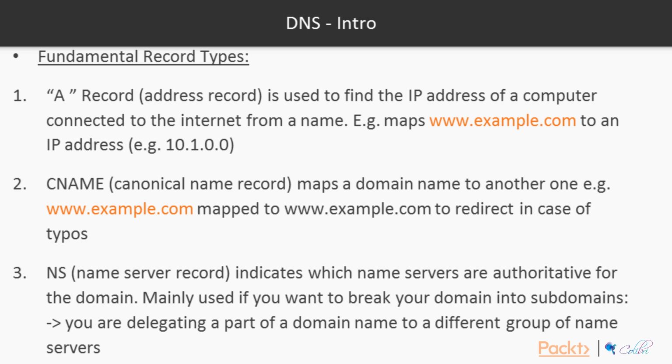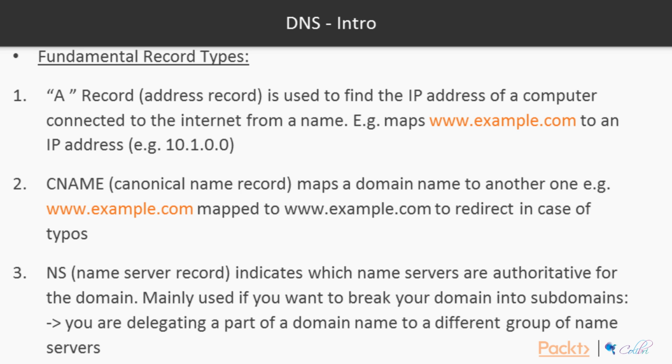Then we have a CNAME record, which is the canonical name record, which maps a domain name to another one. For example, if we have a user who mistypes the domain, instead of having them being redirected to a web page that is going to display this DNS name does not exist, this entry is not known, we can actually use a CNAME to redirect them to the actual website, which would be www.example.com.